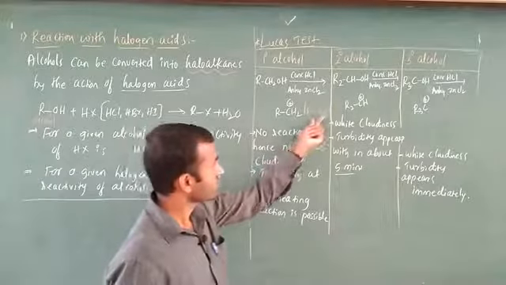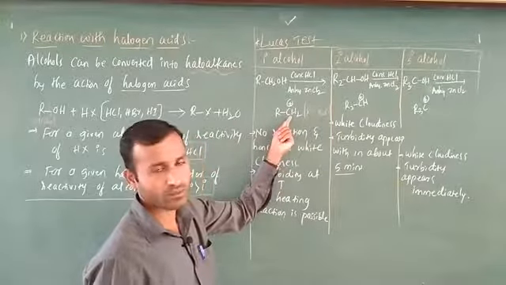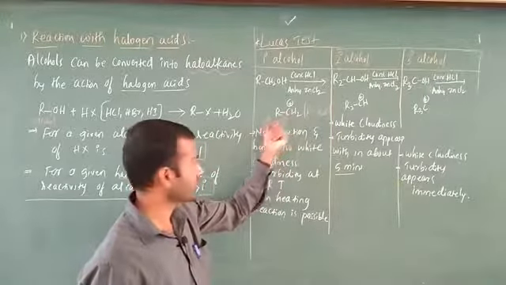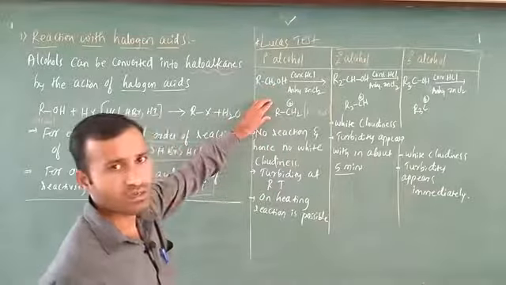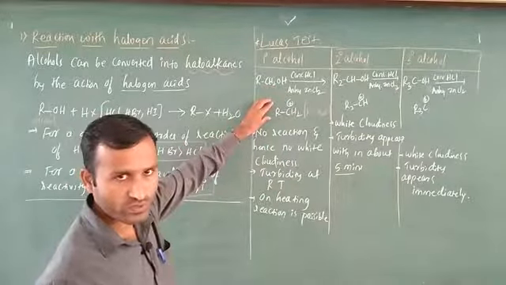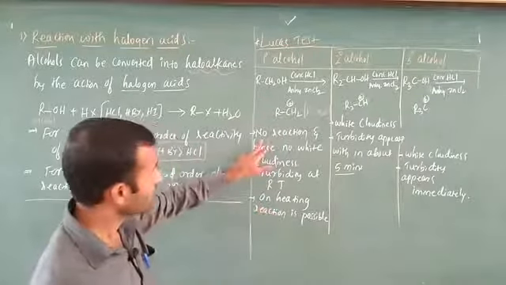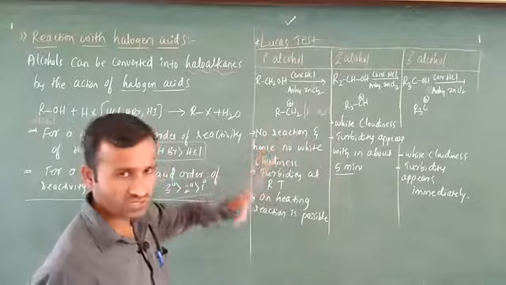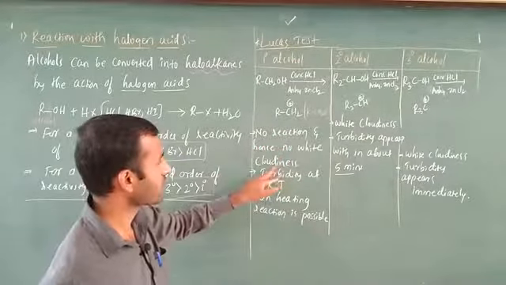This is the product RCH2Cl, but this is most important. In this case this is a primary carbocation. Is the reaction possible at room temperature? No, not possible. In this case we have to maintain heat. This reaction is not possible at room temperature, and hence no white cloudiness.